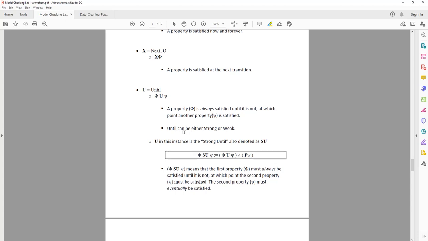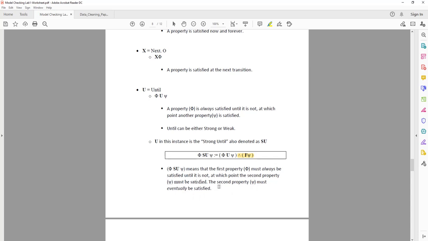Until can be either strong or weak. So you can have strong until or weak until. When you don't see the U in this instance, it is assumed you're using the strong until, also denoted as S U. So phi S U psi is the same as phi until psi and F of psi. So this basically means phi strong until psi means that the first property phi must always be satisfied until it is not, at which point the second property psi must be satisfied. The second part, and eventually psi, means the second property psi must eventually be satisfied.